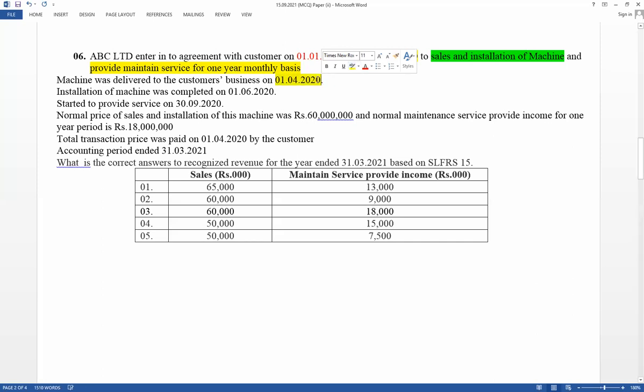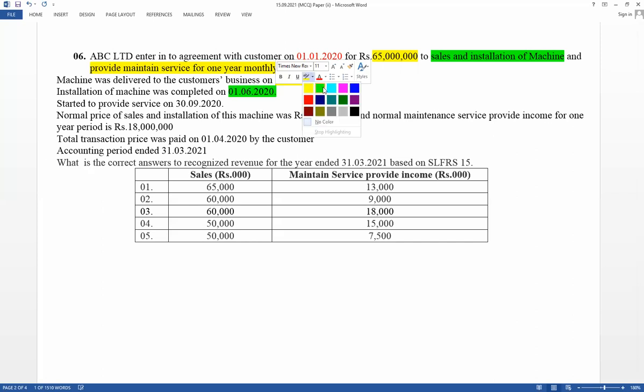Even though it was delivered, you cannot take income, because the machine cannot be used until it is installed. Only when the machine comes to a usable state can you take the relevant amount as income. Therefore, installation of the machine was completed on 1st July 2020. This is the date you have to consider as sales income. Installation was completed. That day is when we take the sales income. And it is given that it started to provide service on 30th September 2020. The service was agreed to be provided for a 1 year period.